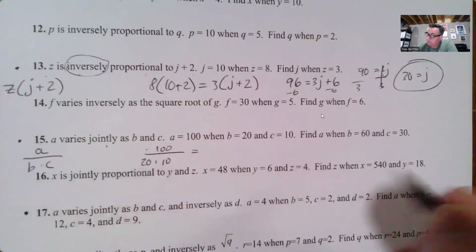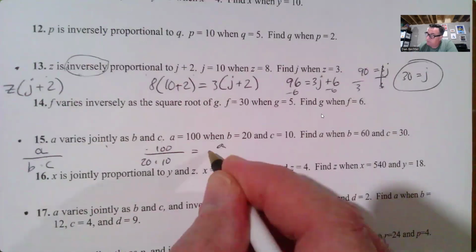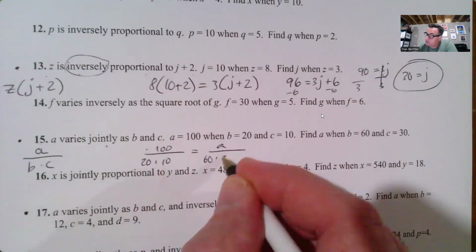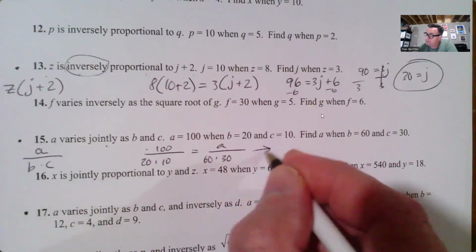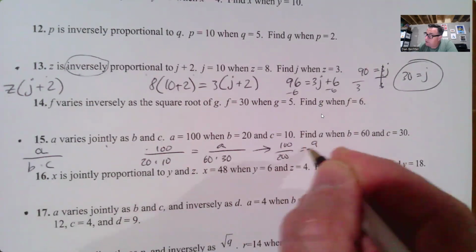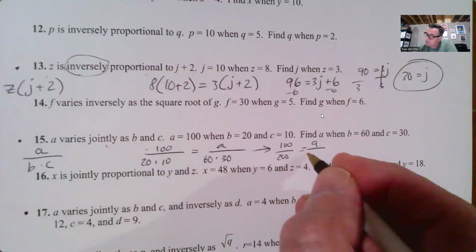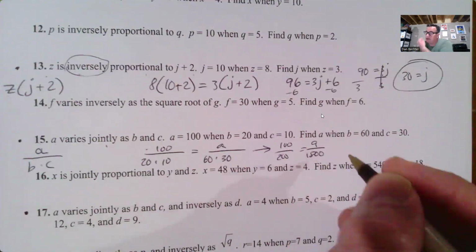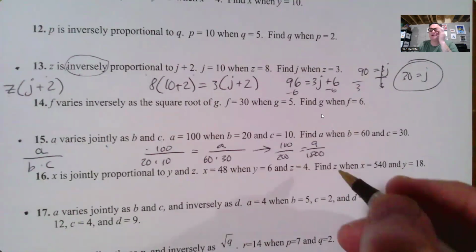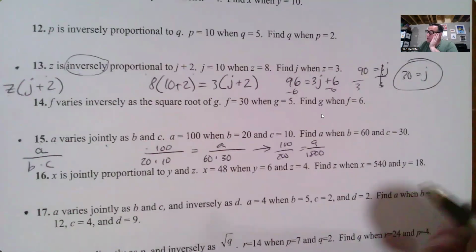All right. Find A, which we don't know, when B is 60 and C is 30. Multiplying it out, we have 100 over 200 is equal to A over 18,000. Make sure I didn't do that wrong. No, I did that right. Okay, I was like 1,800, not 18,000. I was like, man, that sounded so big. That's Sunday morning, guys.